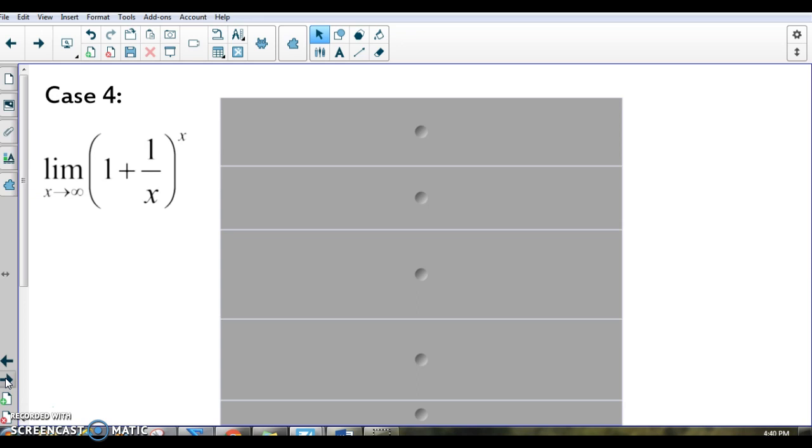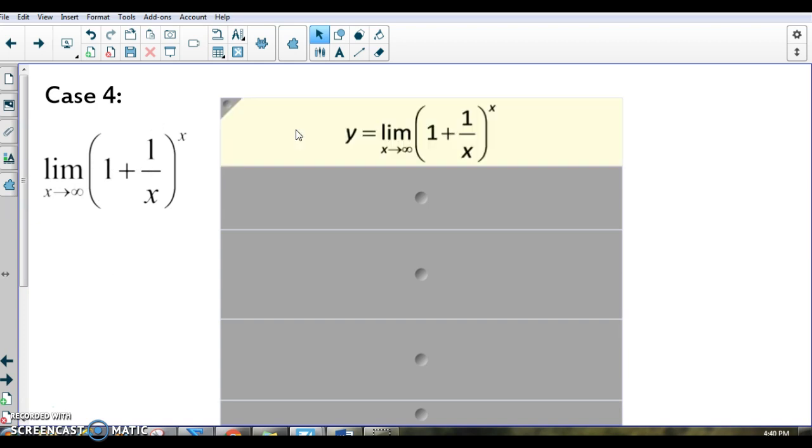So the first thing that you want to do is set the limit part, the whole thing, equal to y. Okay, so we're just going to make it be like an equation. So y equals the limit as x goes to infinity of (1 plus 1 over x) to the x. Okay, and now we're going to use logs.